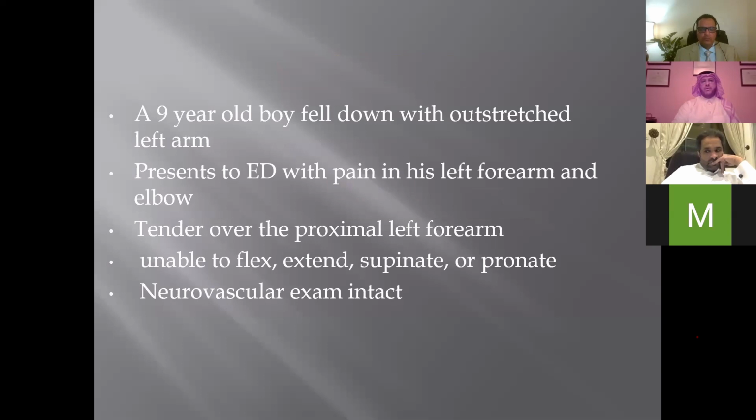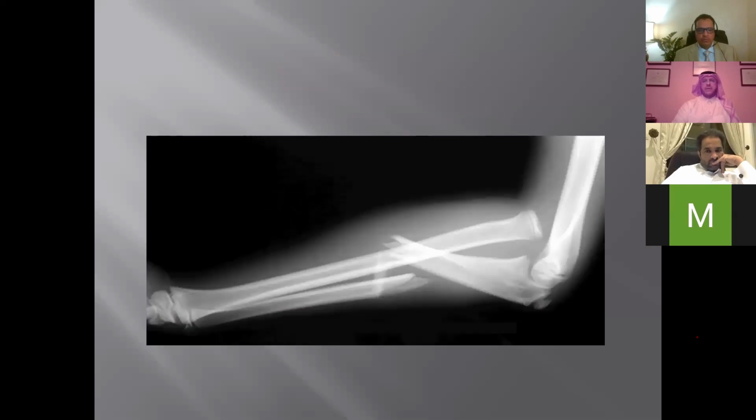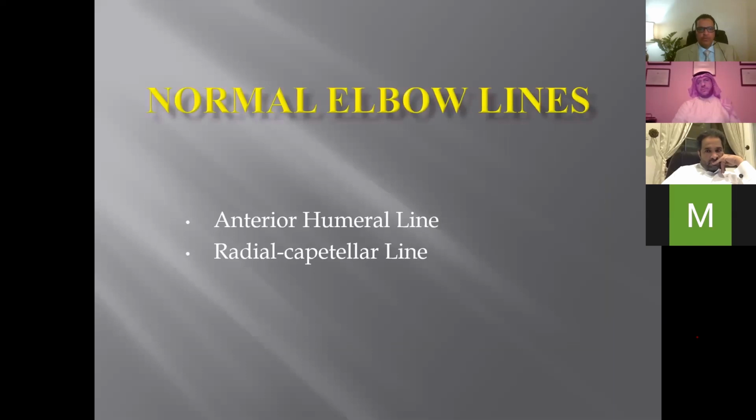This is a 9-year-old boy who fell down with an outstretched left arm and presented to the emergency department with pain in his left forearm and elbow. When you examine him, there is tenderness over the proximal left forearm. The patient was unable to flex, extend, supinate, or pronate his elbow, and neurovascular status was intact. This is the lateral view of the X-ray for that patient. Before making a diagnosis, we're going to start with the normal elbow lines, which is very important to diagnose such a case.